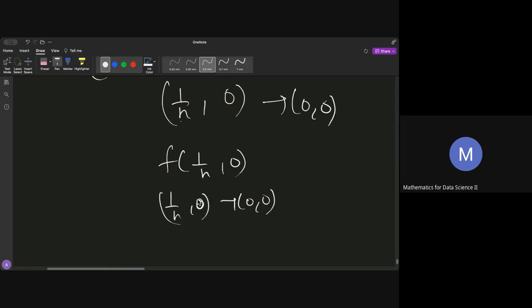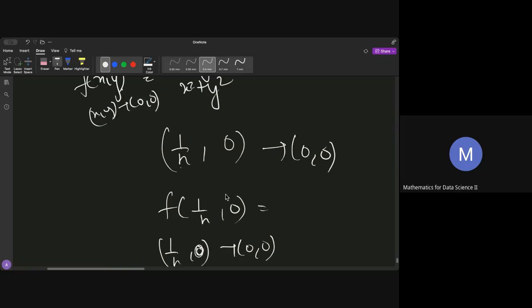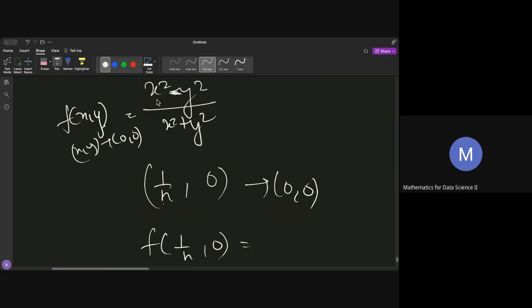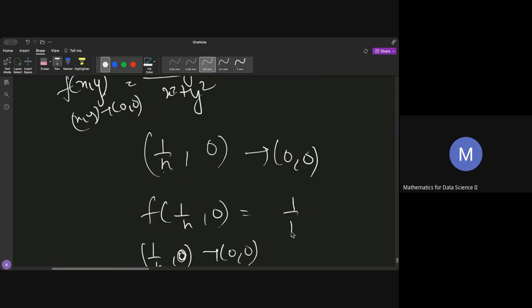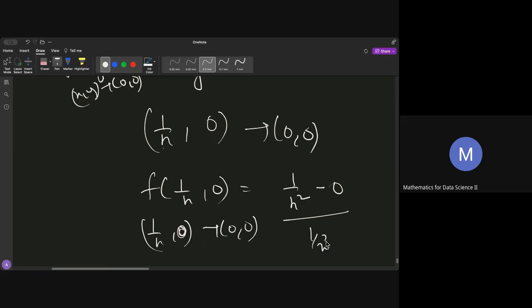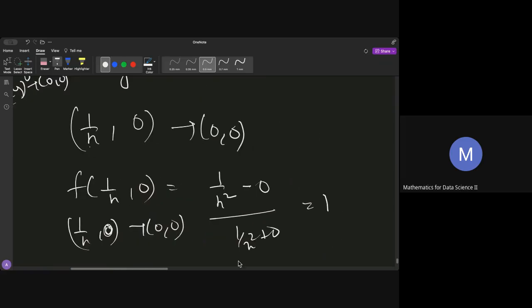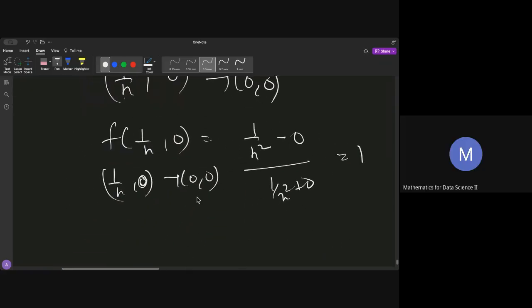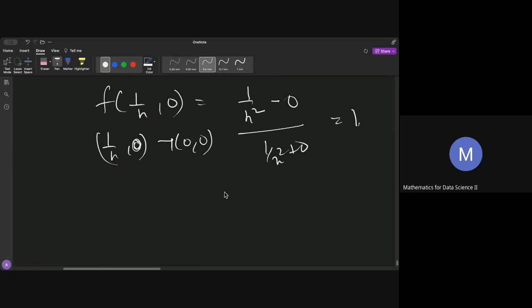So this is just the 0 sequence. You can eliminate this one. What's f of (1 by n, 0)? Put x equals 1 by n here. You will get (1 by n) square minus 0 by (1 by n) square plus 0. So this is just 1, right? That means your function at (1 by n, 0), all these types of numbers, is always 1. That means the limit is also 1.